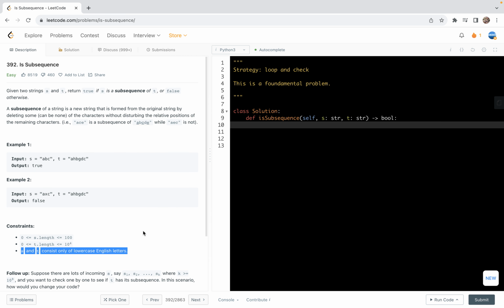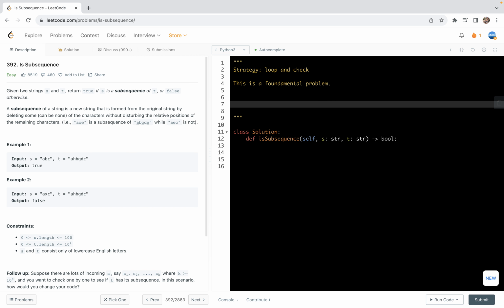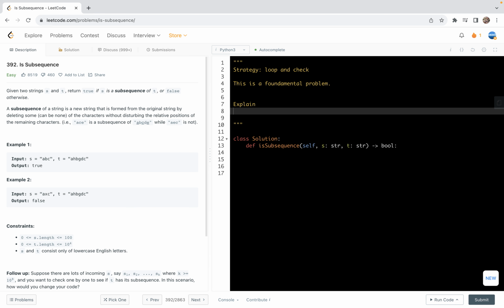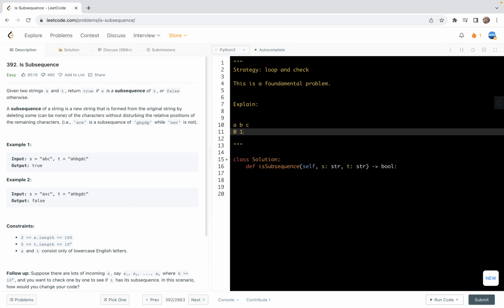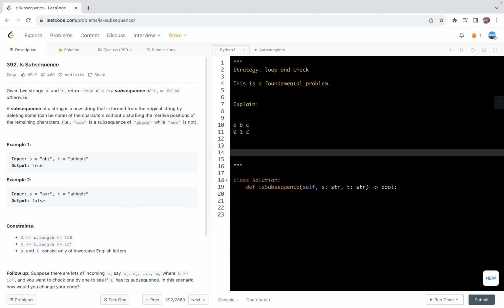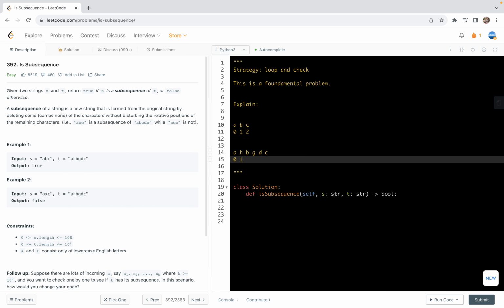With that said, we are basically ready to do the loop solution, but for this problem I want to explain a little bit. It is very easy to explain. For example, we have s as a, b, c, with indices 0, 1, 2. And then we have another string, a, h, b, g, d, c, with indices 0, 1, 2, 3, 4, 5.